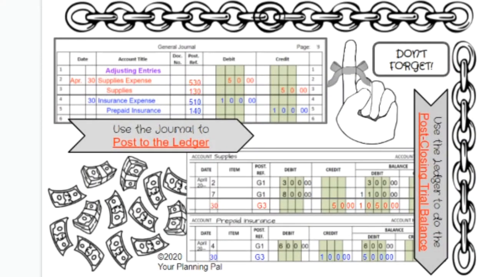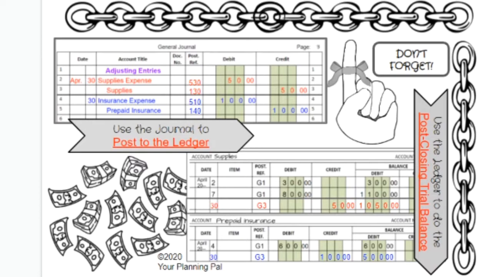Down at the bottom of this page, remember all of these steps are interconnected. So we're going to use the journal to post to the ledger. And you'll see the first example for supplies is entered here. We've got our supplies account. It is from General Journal page 3. It is a credit of $50. And so then it adjusts our account balance, as you see here, to $1,050.